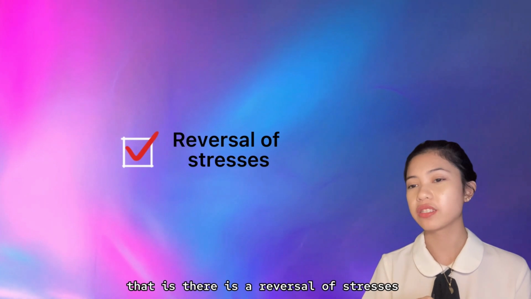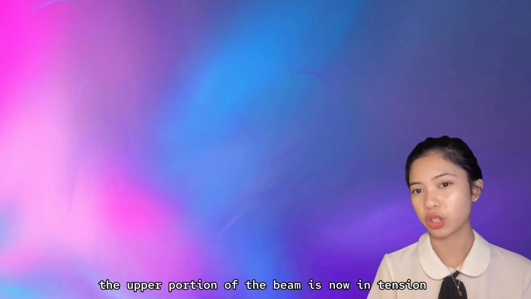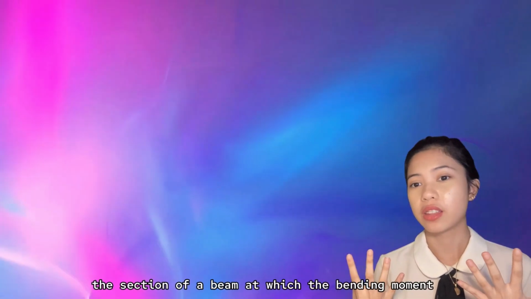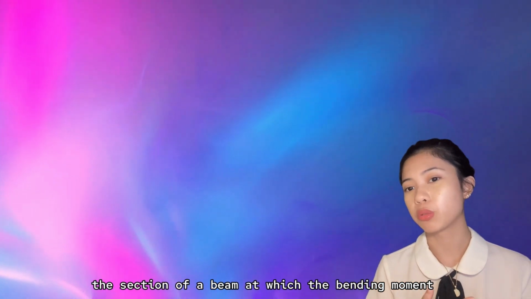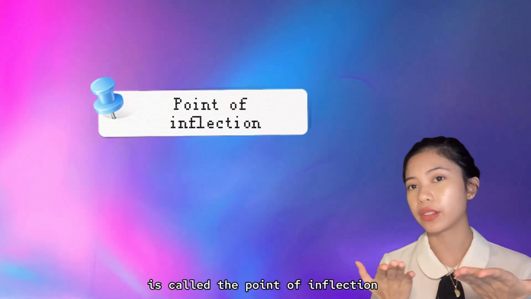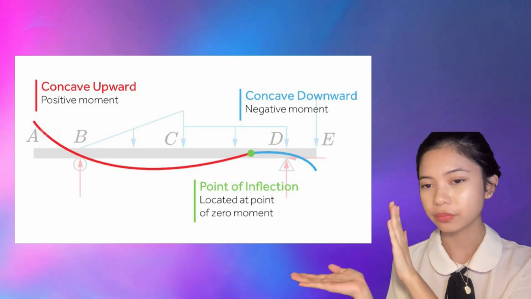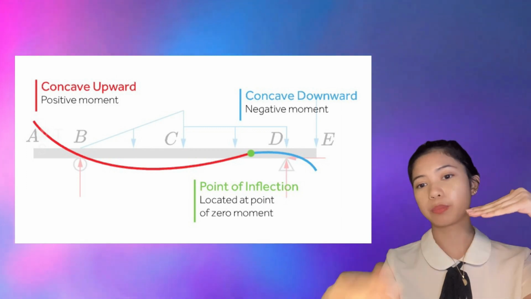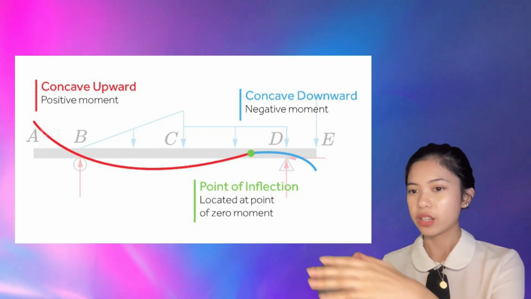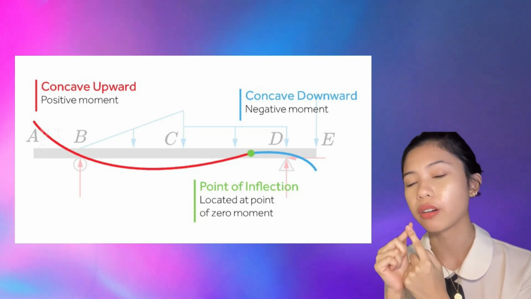That is, there is a reversal of stresses. The upper portion of the beam is now in tension, or the bending moment is said to change from positive to negative. The section of a beam at which the bending moment changes from positive to negative is called the point of inflection. So, as you can see naman here sa pic, parang nagka-concave curve siya. Tapos, concave downward siya. So, as you notice, yung green na may dot, yun yung point of inflection.